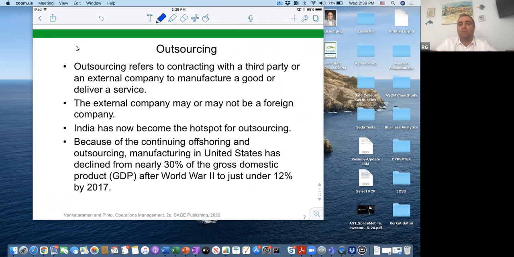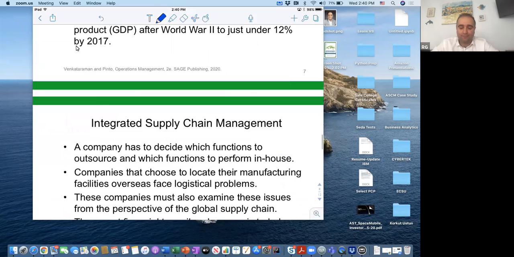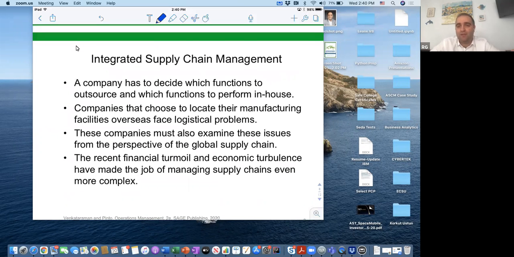So outsourcing is more a general concept than offshoring. Offshoring, if you like to call it offshoring, has to be done in a different country, right? We already talked about integrated supply chain management. It's much more difficult than just thinking locally, right?